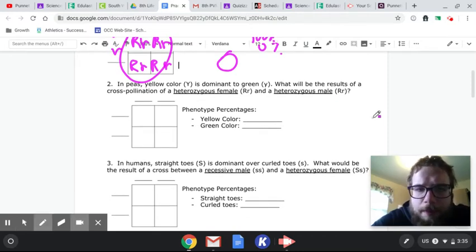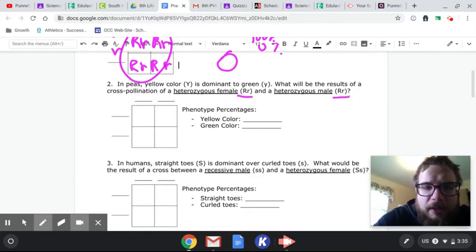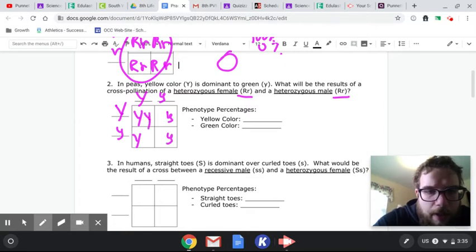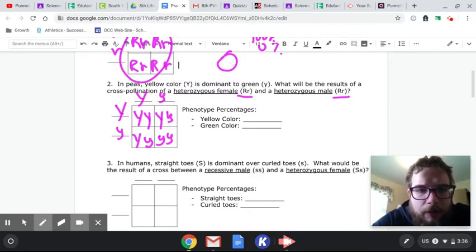Number two, we're in peas. Yellow, big Y, is dominant over green, small y. Our parents are, sorry, those are R's. They should be Y's. So it'll be big Y, small y, and then big Y, small y. So let's go ahead and fill it in. Big Y, small y, and small. Okay, we got a lot of different options here, a lot of different outcomes.